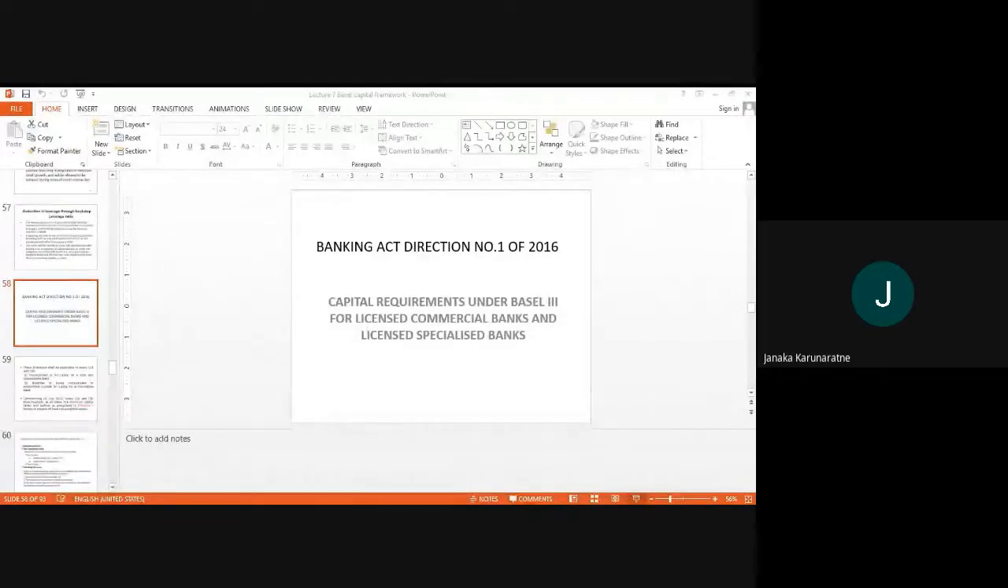So if you take the two buffers into account at a time, both the conservation buffer and the counter-cyclical buffer to the full extent, that is 2.5%, implemented at a time in a particular country, what are the capital requirements a bank should have in terms of CET1, Tier 1, and total? If the counter-cyclical buffer is implemented at the full 2.5% level, what are the requirements? CET1? 9.5. Then Tier 1 11%, and total capital 13%. Exactly.